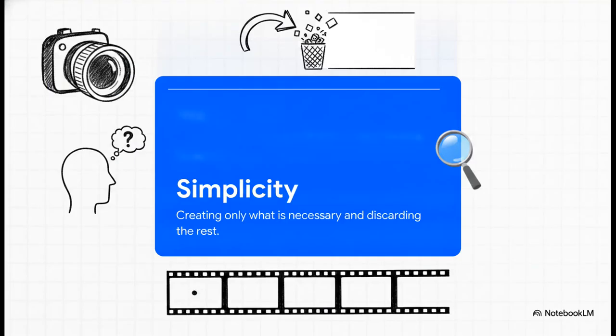Okay, the absolute most important lesson in the language of images is our very first core principle, and that is simplicity. Simplicity is basically the philosophy of creating only what is necessary within a work of art and then ruthlessly discarding everything else. As a cinematographer, this has to be your starting point. You have to actively decide what is absolutely critical to express your idea.